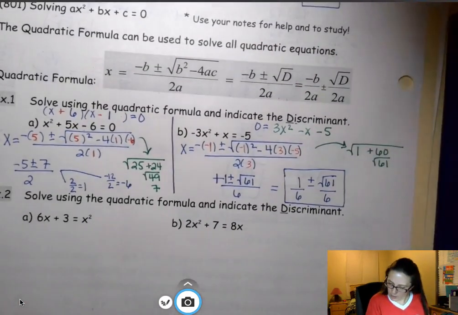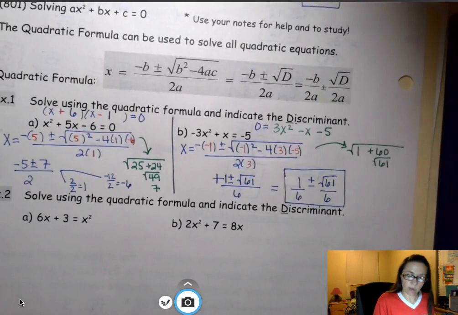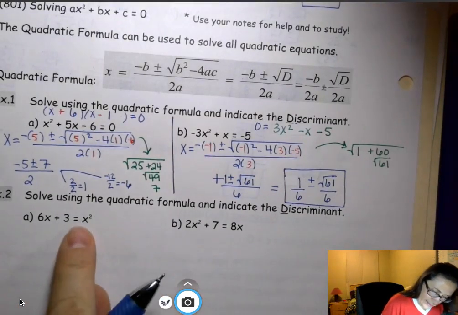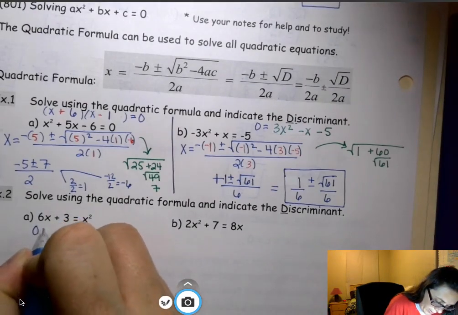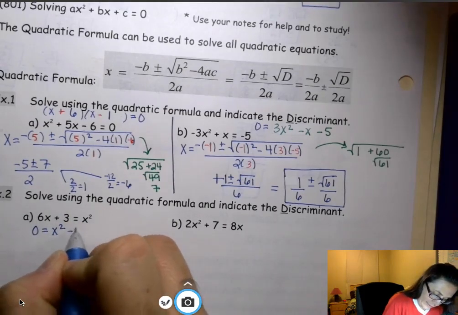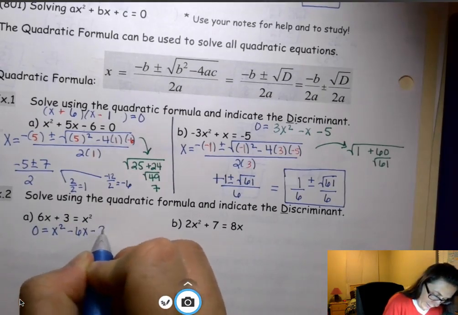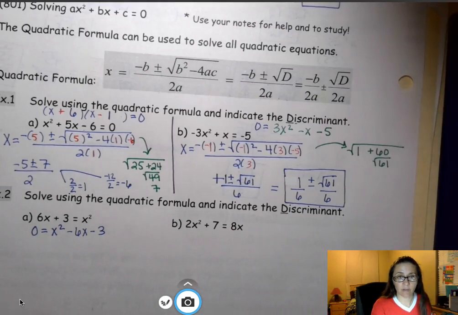Now, this is solve using quadratic formula and indicate the discriminant. So again, you want to get this set equal to 0. X squared is already over here on the right and it's positive. So I'm going to make this 0 over here. X squared minus 6x minus 3. Okay, I'm going to pause it and I'll come back in a minute. So pause, do your work, and then come back and check.